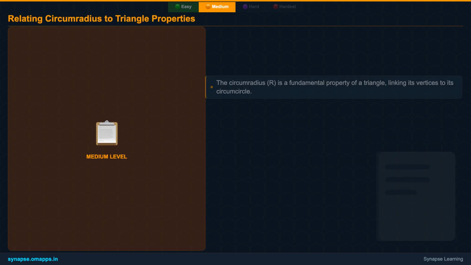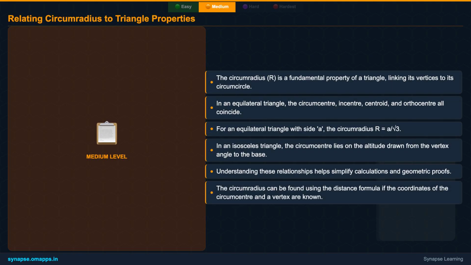The circumradius, denoted by R, is a key characteristic that connects a triangle's geometry to its circumcircle. For instance, in an equilateral triangle, where all sides and angles are equal, the circumcenter isn't just the circumcenter, it's also the incenter, the centroid, and the orthocenter. All four major triangle centers coincide. For an equilateral triangle with side a, its circumradius R is simply a/√3.